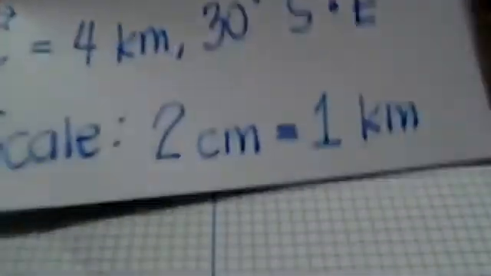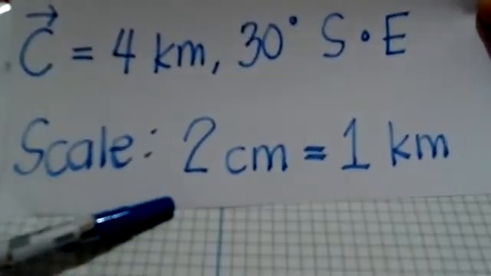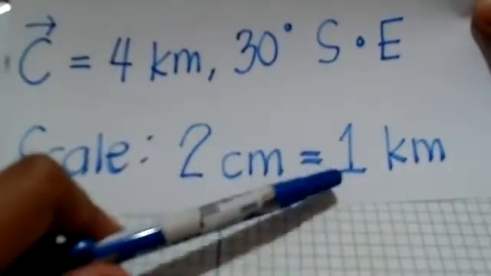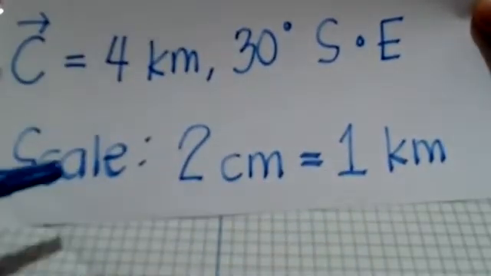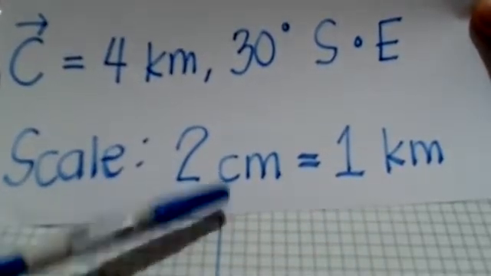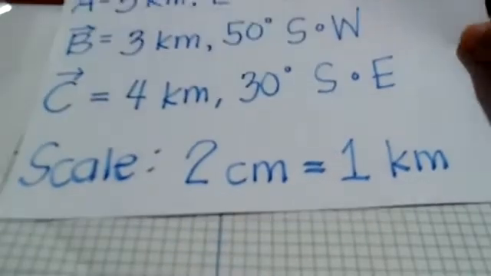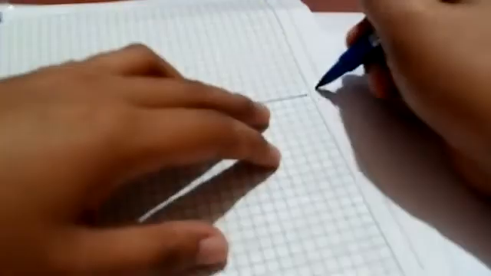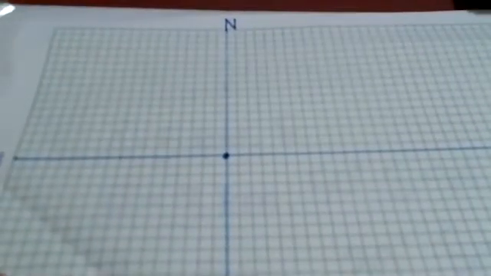For my scale, I will be using 2 centimeters equals 1 kilometer. I will repeat, my scale is 2 centimeters is equal to 1 kilometer. So let's illustrate these vectors. I have prepared a graphing paper. You can see that we have here the north, south, east, and then west. And of course we have 0 as our point of origin.